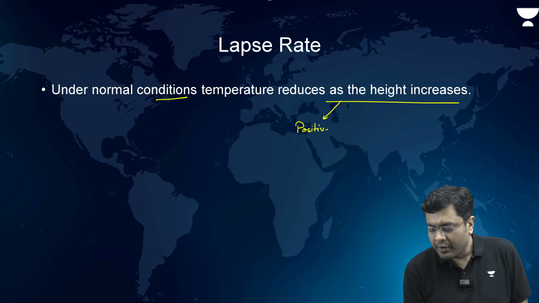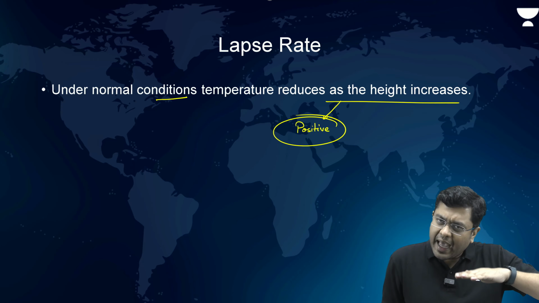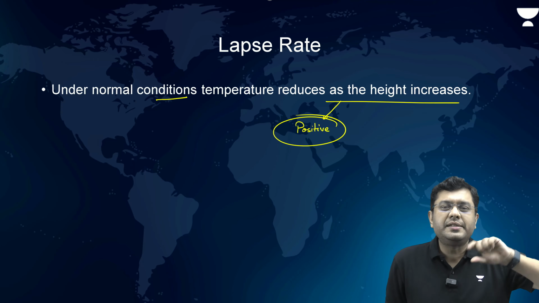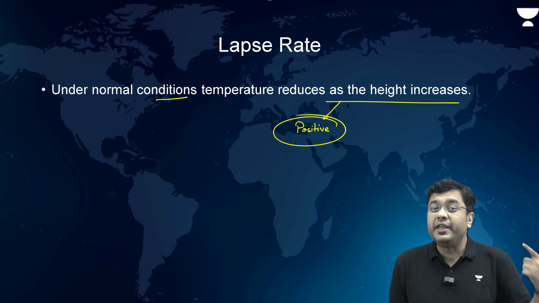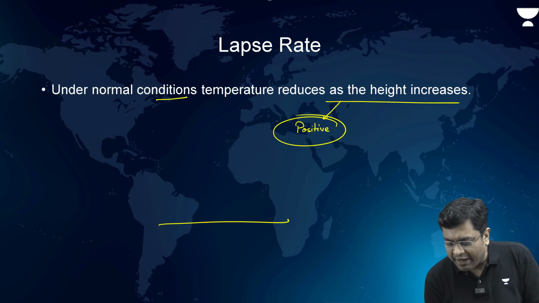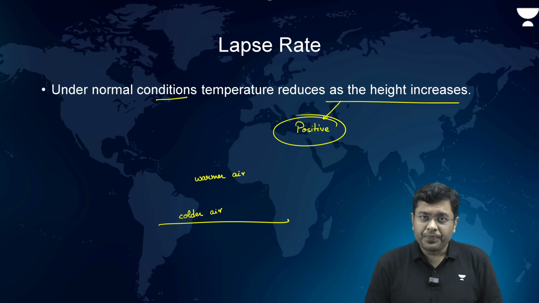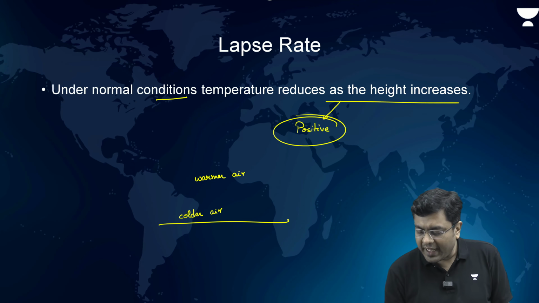Now, sometimes what happens is that due to certain weather conditions, as you move higher up, the temperature, rather than reducing, starts to increase. Which means that you have colder air near the surface and warmer air higher up. So, this is a reversal of the normal condition. This is also known as negative lapse rate.